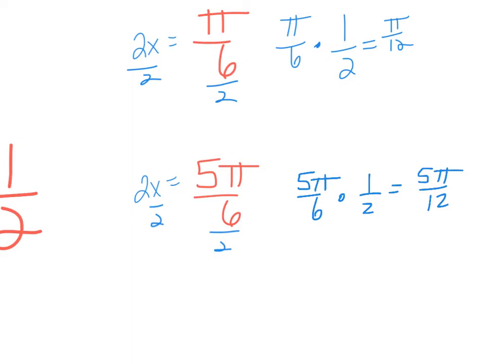We good? Guys, this is not the answer, but what happens if it came out to be 4 pi over 12? Would you keep it like that? No, you would simplify. This is a fraction. You always simplify, so you would simplify to pi over 3. That's not the answer. I'm just saying always simplify.